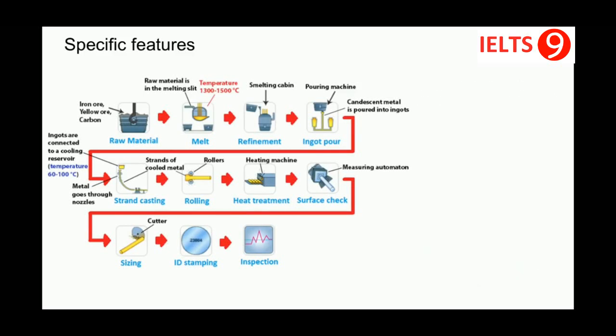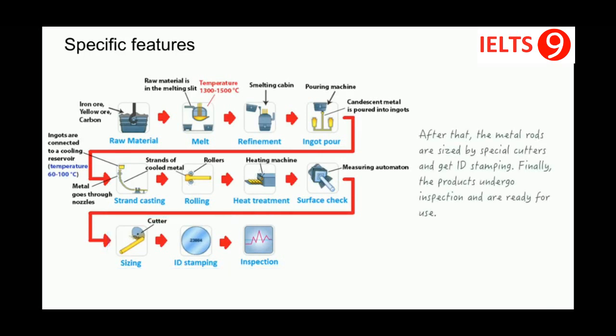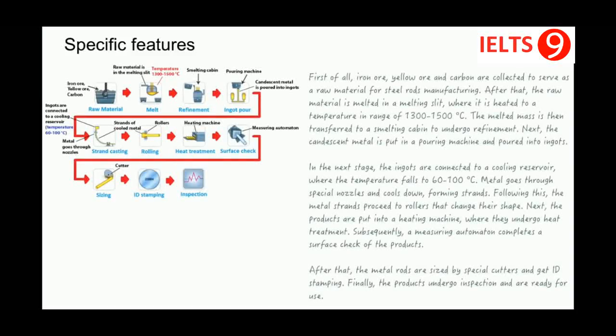And now, only the last 3 stages are left for our third paragraph. This is how I describe them. After that, the metal rods are sized by special cutters and get ID stamping. Finally, the products undergo inspection and are ready for use. Congratulations! We have described all 11 stages of our process. And that's all with our specific features. You can take a look at these 3 paragraphs of specific features on the right.